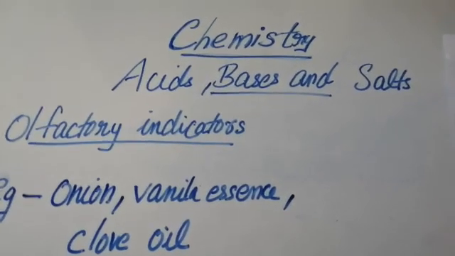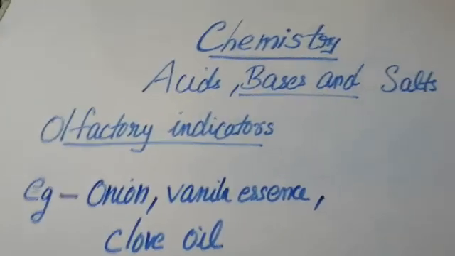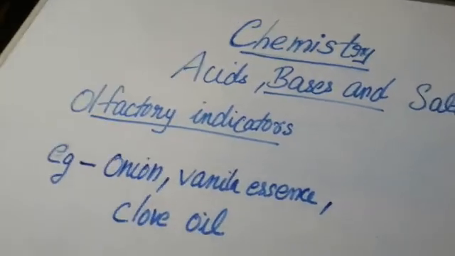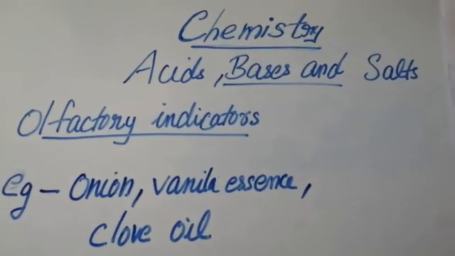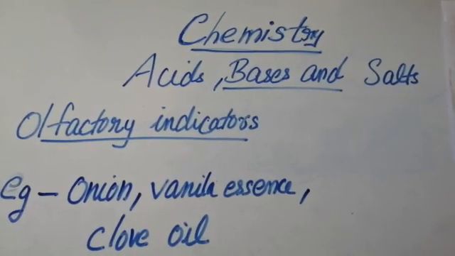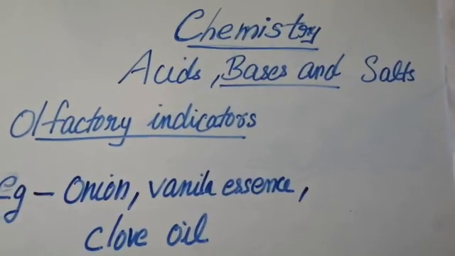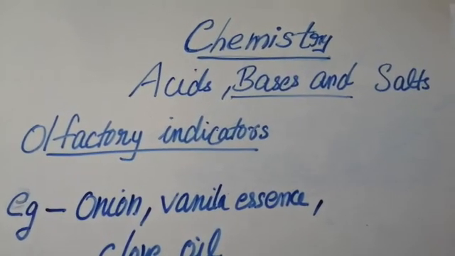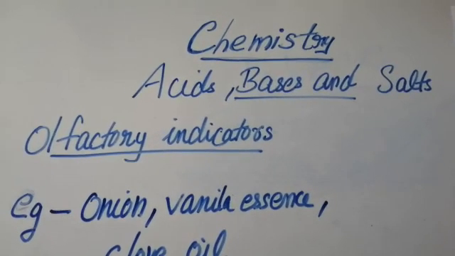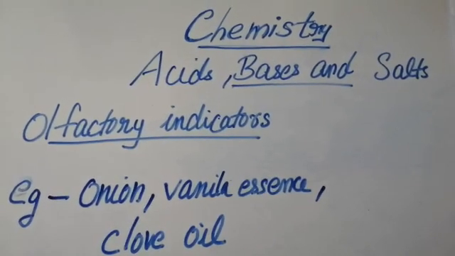So, how can you use onion as an indicator? This is an activity that is already given in your textbook. Take an onion and chop it into pieces. Keep it in a plastic bag or a plastic container. Put some clean cloth strips into it.